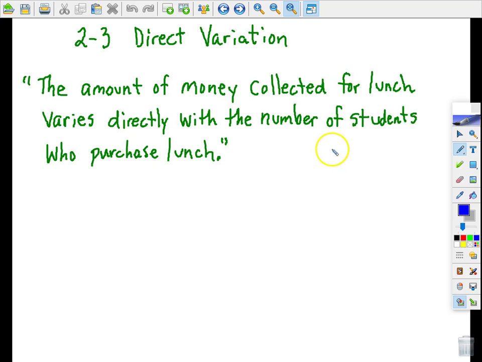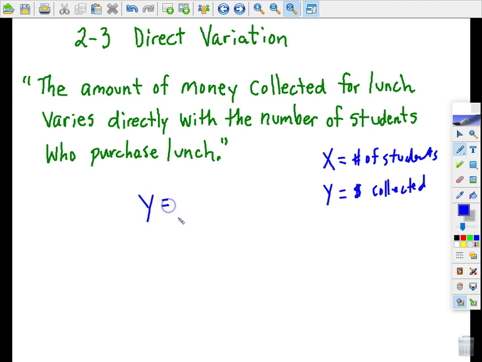So right away, our independent variable, hopefully you see, will be the number of students who eat or buy a lunch. I'll just say number of students. And therefore, based on that number, we will be able to determine y, which is the dollar amount that's collected. So here's an example of direct variation. The dollar amount collected will be found by taking that $5 constant, $5 for everybody, times the number of people who buy a lunch. And that's pretty simple.